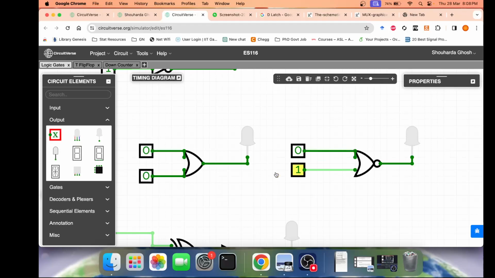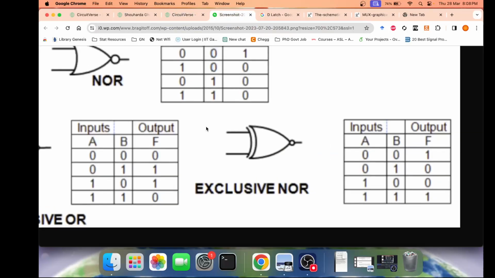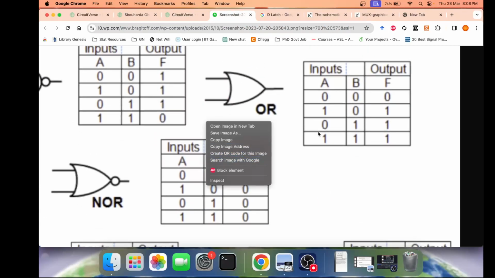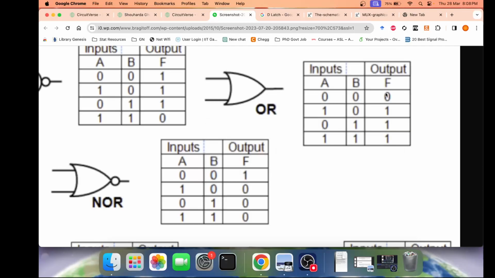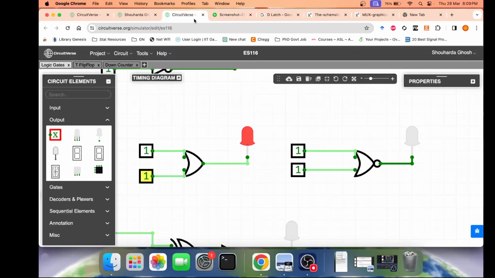So when I give 0 1, this remains off. When I give 1 0, this NOR gate gives an output 0, and when I keep it 1 1, this one gives an output 0. So you can very well see over here that the OR gate gives me an output pattern of 0 1 1 1. The NOR gate gives me an inverse pattern, or the inverted pattern 1 0 0 0. So that means that if you place an inverter in front of the OR gate, it will behave like a NOR gate. Let me show this once again for the sake of clarity.